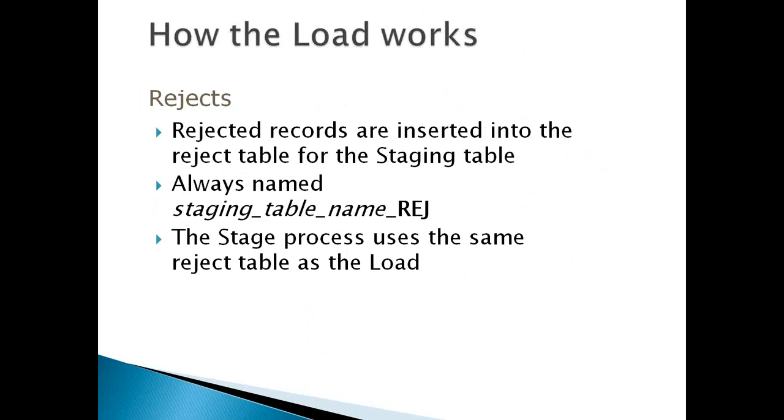Similarly, when we load the data from a staging table to a base object table, and in case any rejection happens, that will again go to the same staging table reject. So both the rejections, whether it happens at the stage level or at the load level, go into the staging table reject only. There are no separate tables for the two processes.